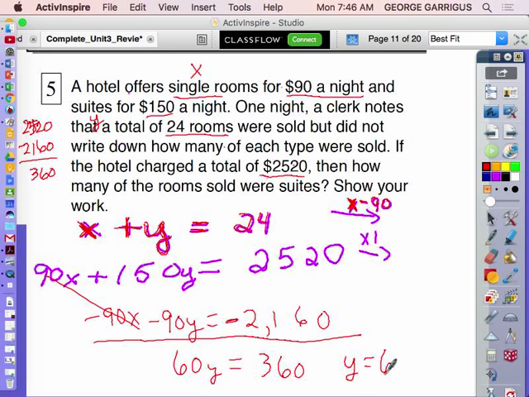There were 6 suites. A lot of times the questions on the test will ask you, what does y represent? We know that the y's are suites. So if there's a total of 24, then x, the number of singles, has to equal, what plus 6 equals 24? 18. So your final answer is 18, comma 6 as an ordered pair. And again, they represent 18 single rooms and 6 suites.